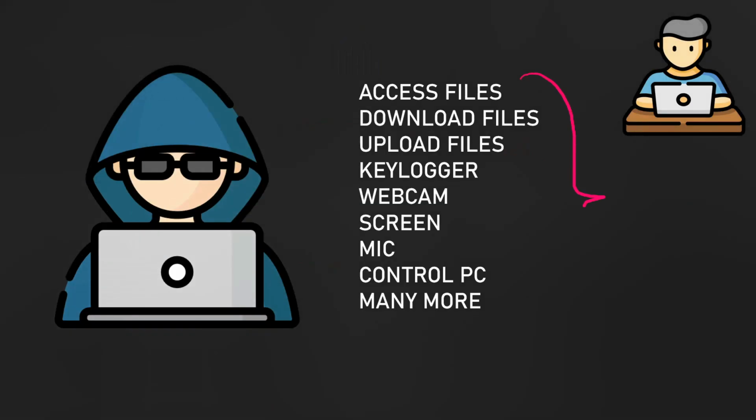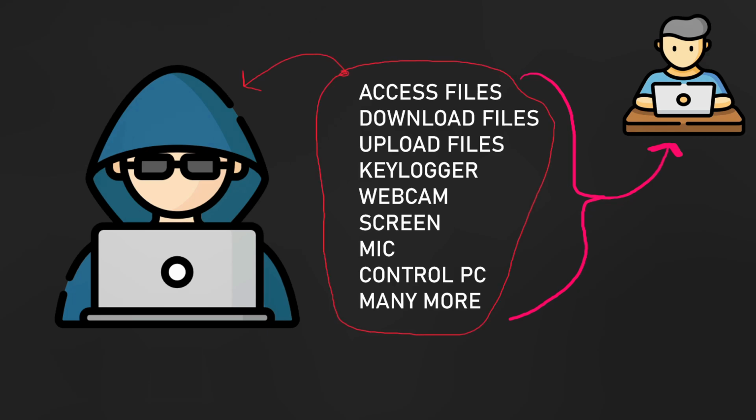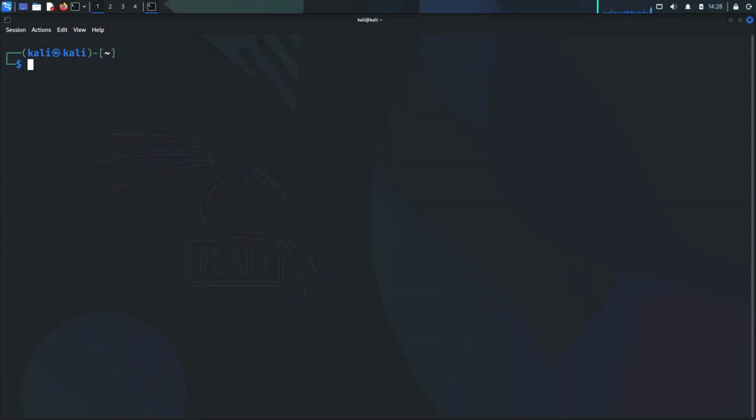The attacker can access the target's files, upload and download files, make use of a keylogger to see what he is typing, stream his mic and webcam, control his PC, and much more.